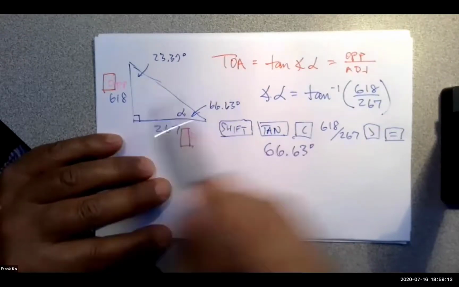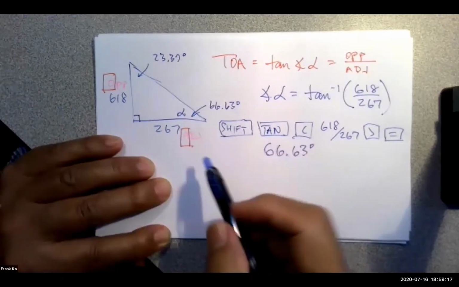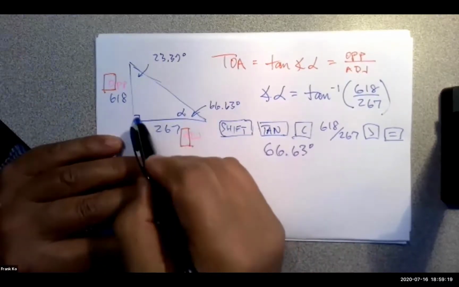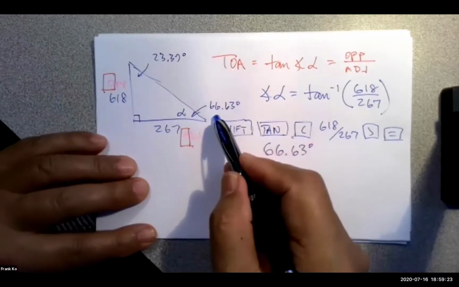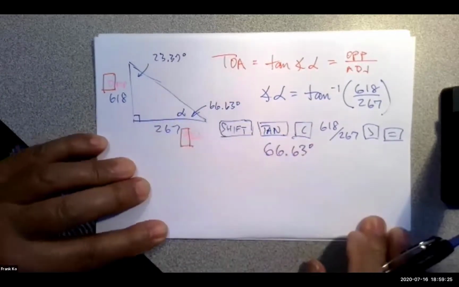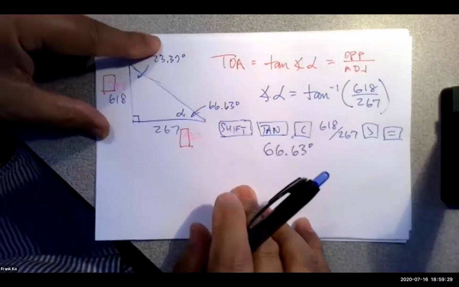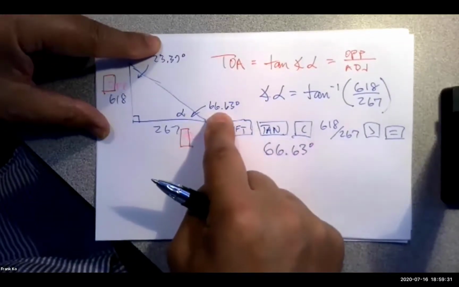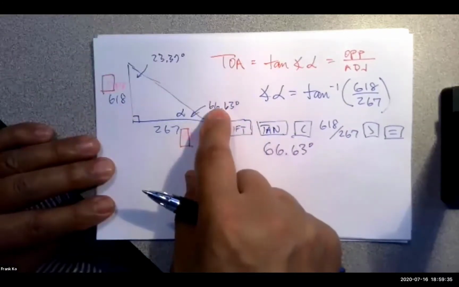So I don't recommend using the subtraction method. I don't recommend 180 minus 90 minus 23, and whatever's left over must be the leftover angle. Why don't I recommend that? Because if this is miscalculated, if this is an error, this will be an error also. We don't want that. We want to calculate this one separately, okay?